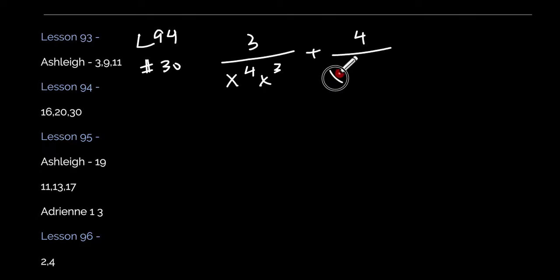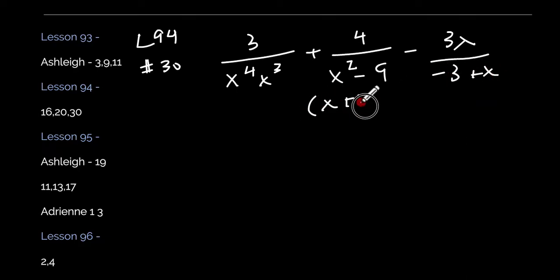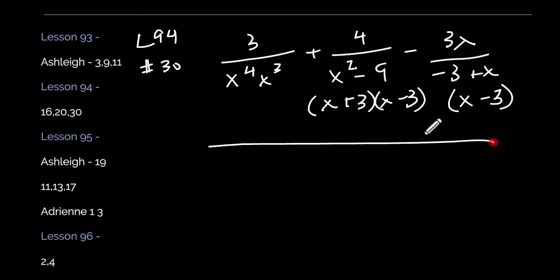4 times x squared minus 9 minus 3x minus 3 plus x. So what you want to do is factor this. You get x plus 3, x minus 3. And if we reverse these, keeping the same sign, it looks like this one, so we're okay. So common denominator is going to be x to the 4th. Is it x to the 4th? I copied that wrong. It's a to the 4th.